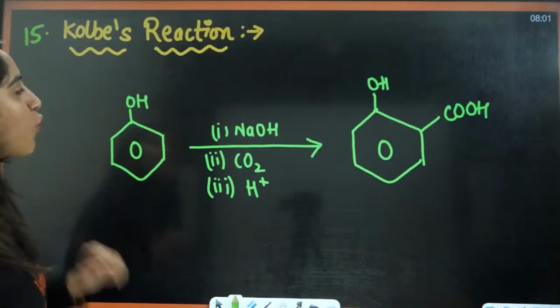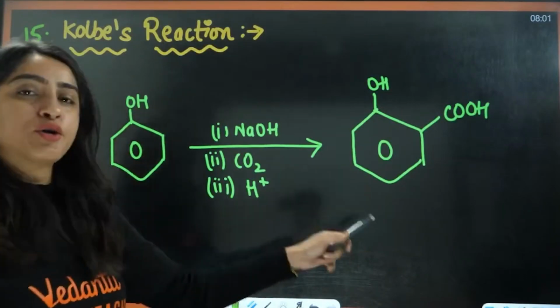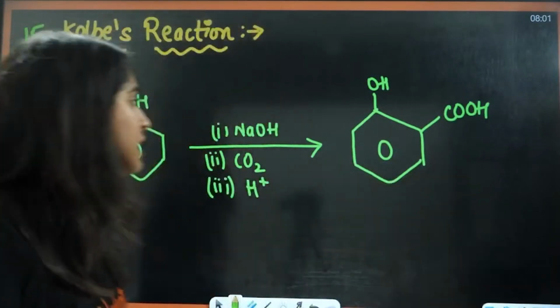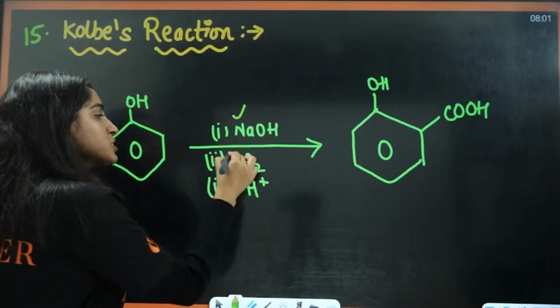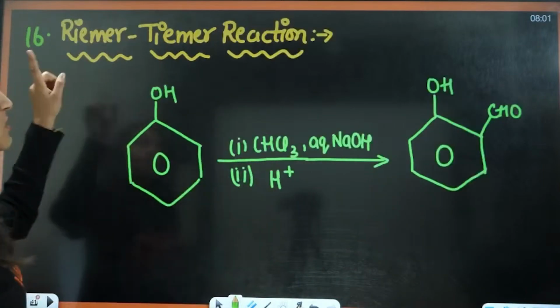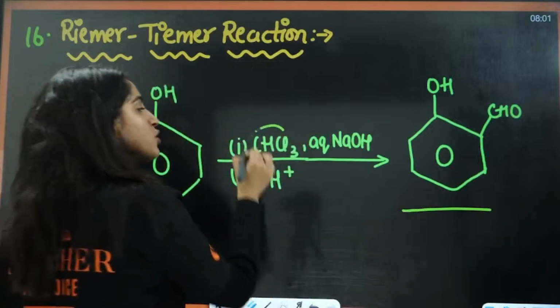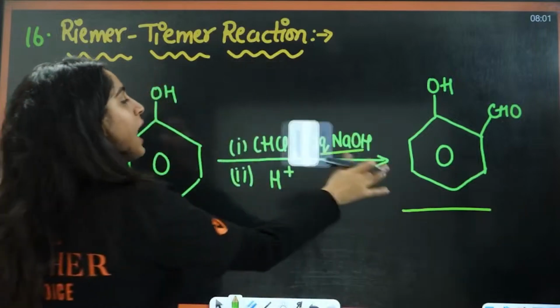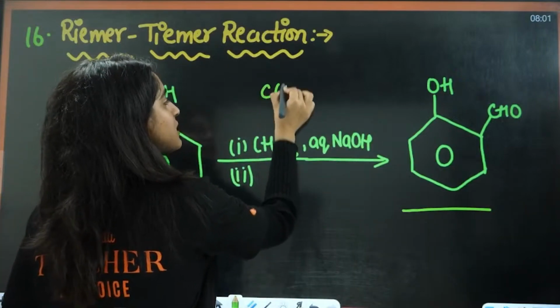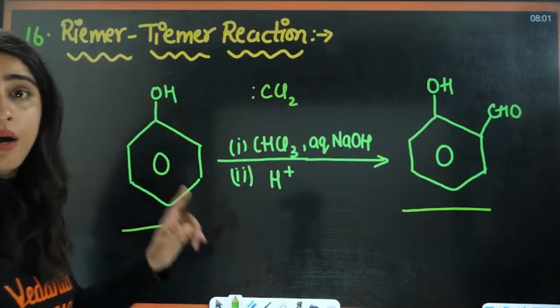Okay, then we have Kolbe's reaction. Here phenol is converted into salicylic acid, right? And by adding NaOH, CO2, H positive. Next is Reimer-Tiemann reaction. Phenol is converted into salicylaldehyde in presence of chloroform and this one. And here you have electrophile, that is CCl2, that is dichlorocarbene.